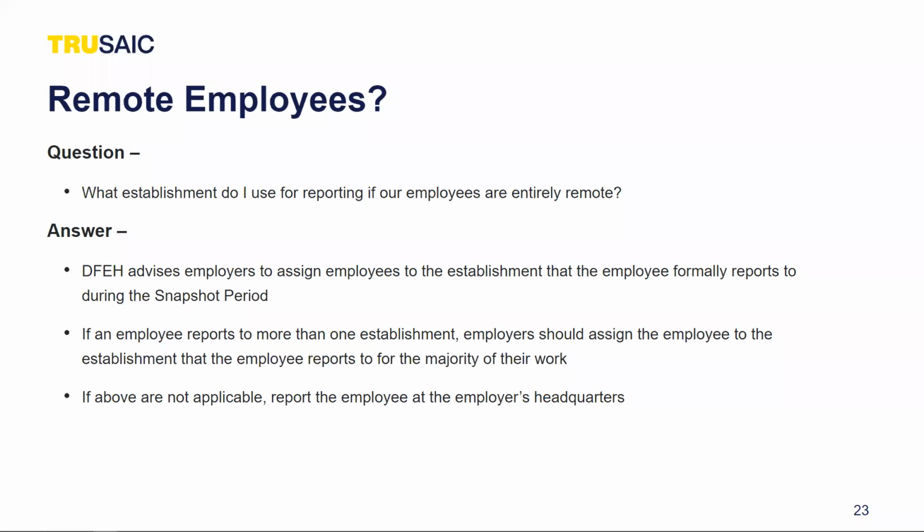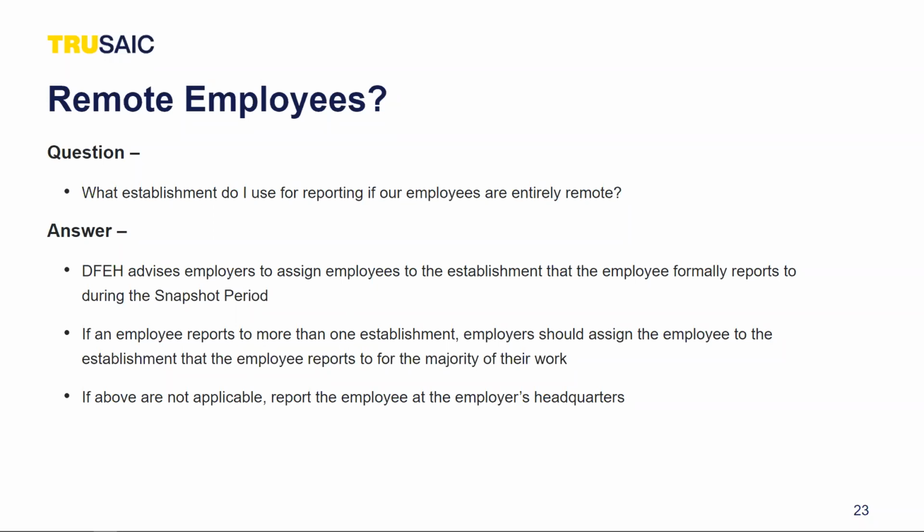The DFEH provides 3 options for the establishment under which to count the remote employee. Where they reported to during the snapshot period is an option, maybe the first option. Where they reported to for the majority of their work is the second option, and the default, if neither of those apply, is the headquarters in a multi-establishment context.